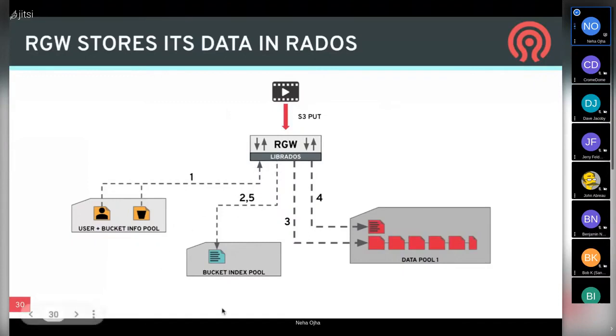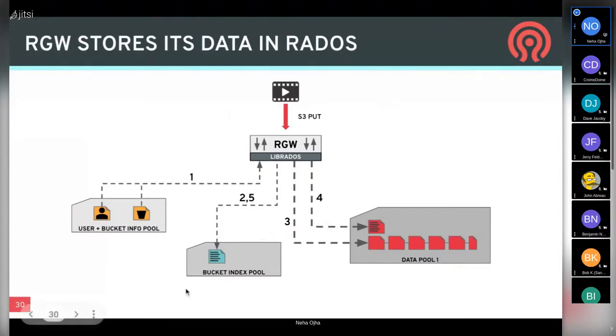RGW then talks to the next pool, which is the bucket index pool. This bucket index pool is required because we have this index, which is required for sorted lexicographic enumeration of buckets, and that's something S3 also uses. Any request that comes in makes an update to this index pool before it actually goes and writes to the data objects. So step two is done here.